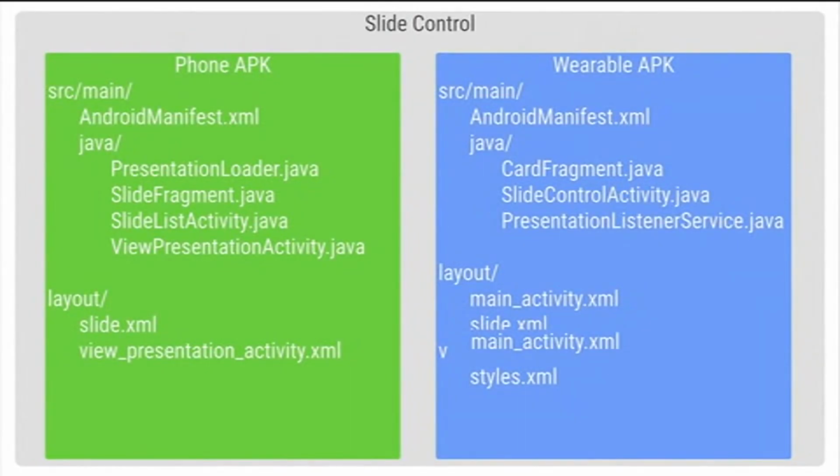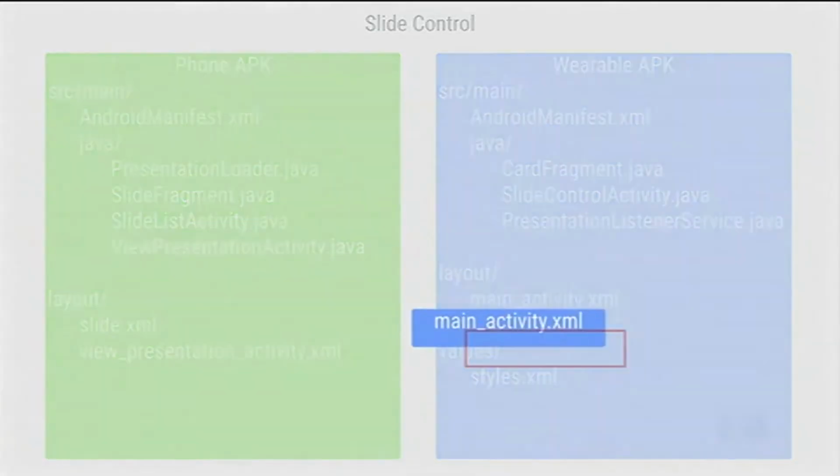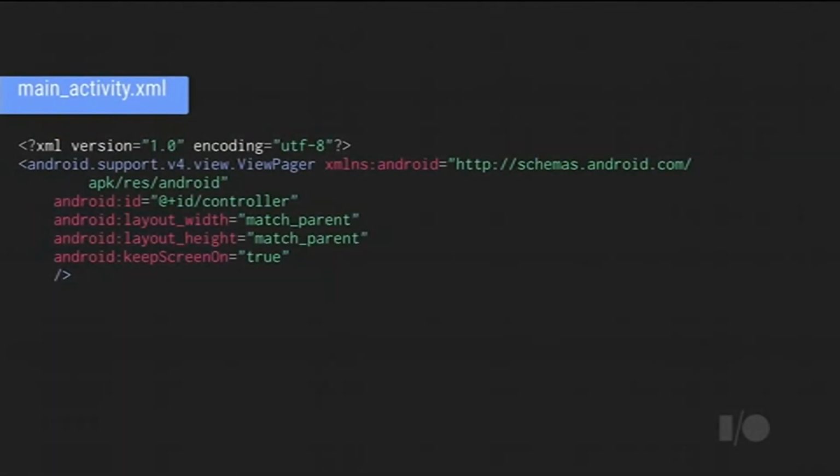In our slide control activity, we have a very simple layout. It's just a view pager. But remember, I want to make sure that this doesn't time out to the home screen. And I do that by setting Android keep screen on to true. Again, just like you would do on a phone if you had some sort of media playing application.